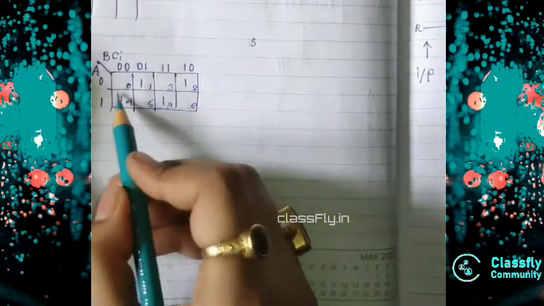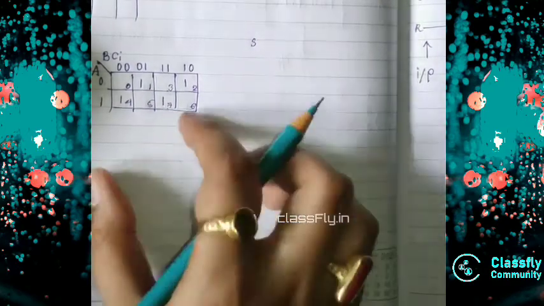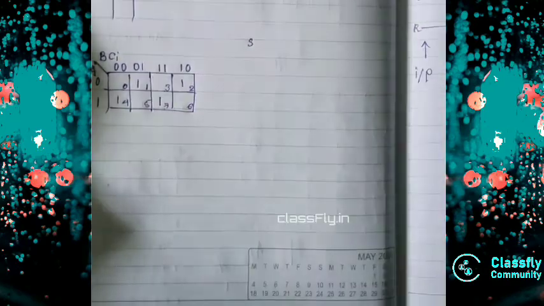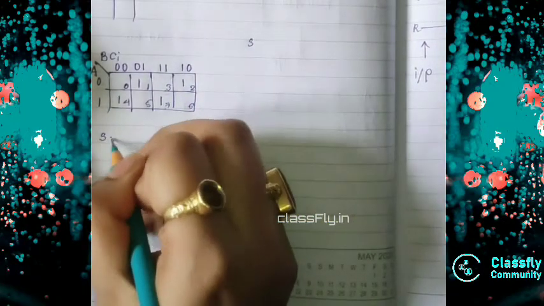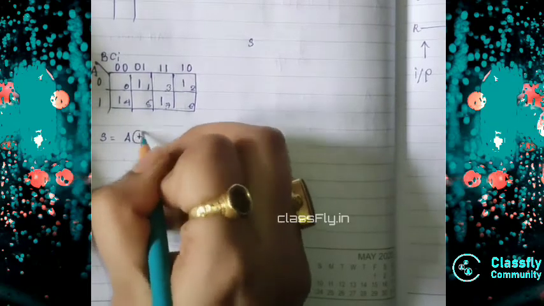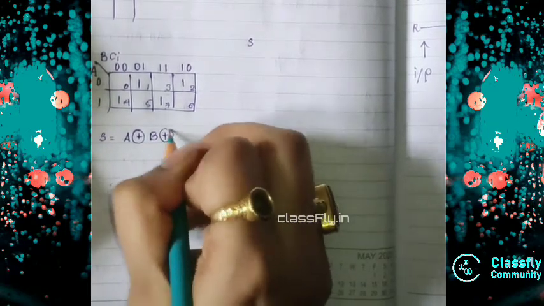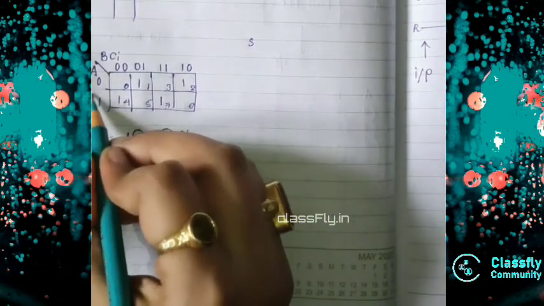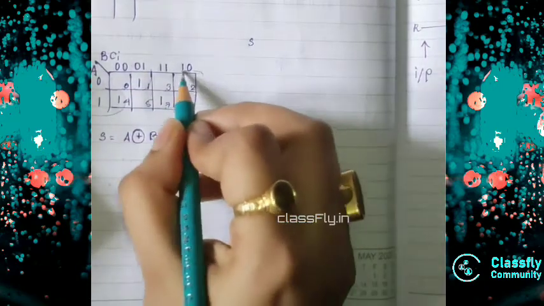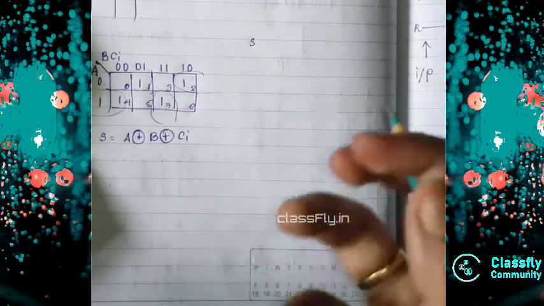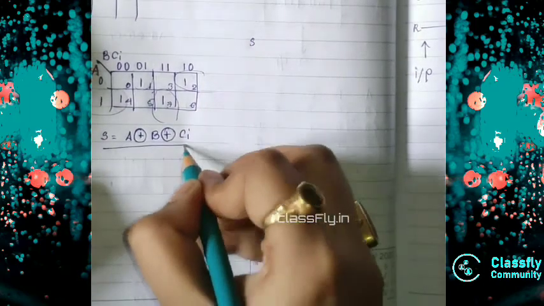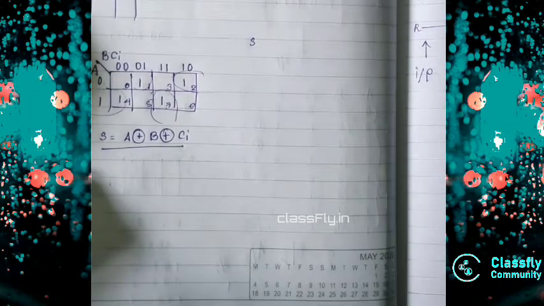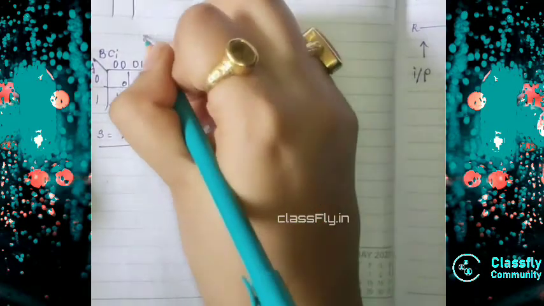See, here we can't group it, right? So this is the checkerboard one. Whenever there is the checkerboard, the equation will always be A XOR B XOR Ci. You remember this, whenever nothing can be grouped, at that time it is the checkerboard one. So the equation for the sum will be A XOR B XOR Ci. This one is for the sum.